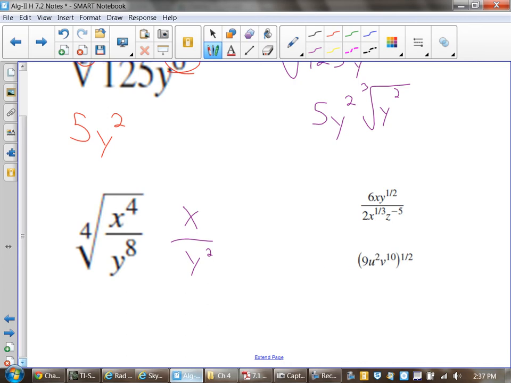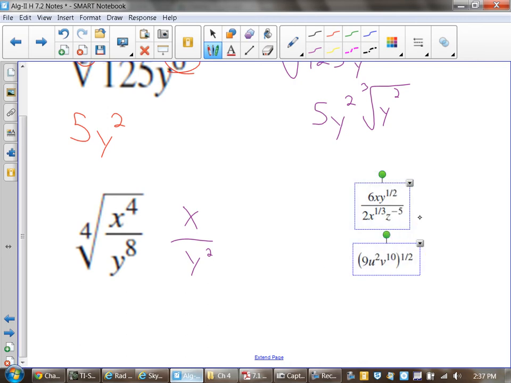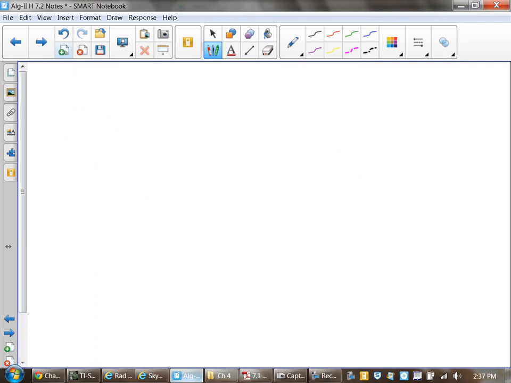That's how that works. What changes when you have it written in exponential form? You use the properties of it.